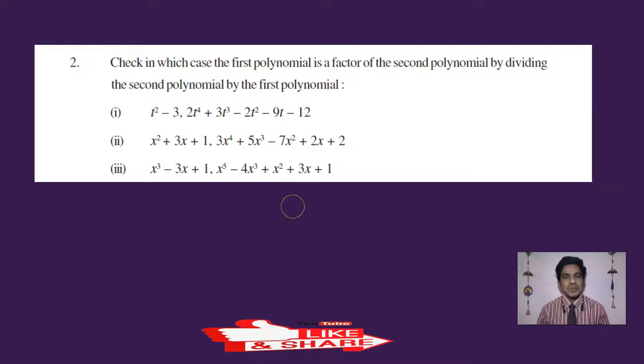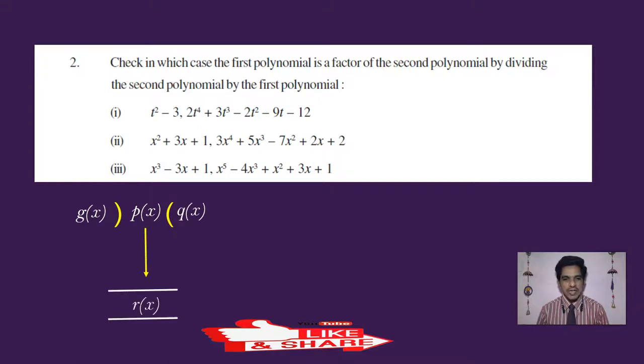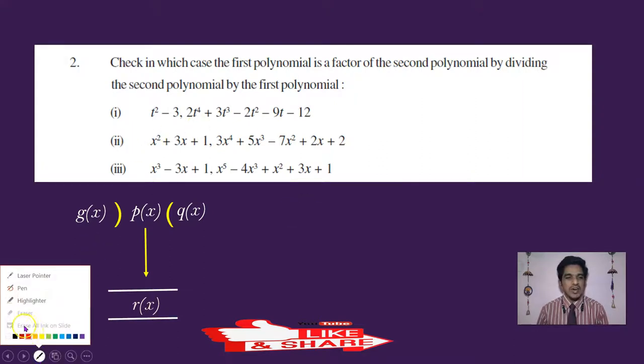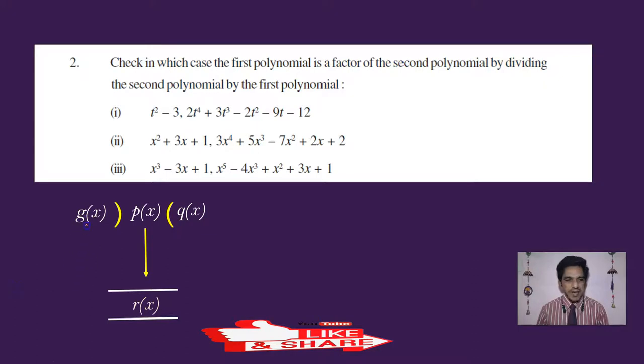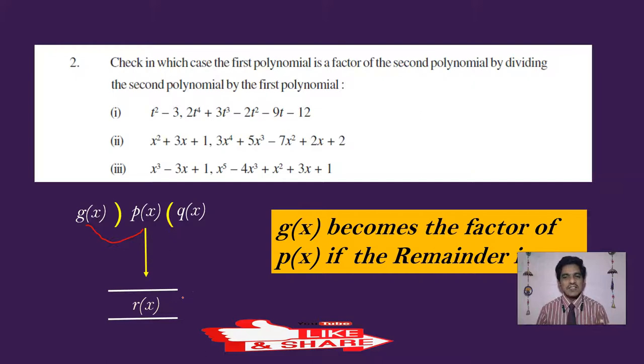When we take the division algorithm, we have already discussed the polynomial, the dividend is taken as p of x and the divisor is taken as g of x. Now we have to check whether g of x is a factor of p of x. So if you do the division, ultimately you will have a quotient and remainder. According to the factor theorem, g of x becomes a factor of p of x if the remainder is zero. So for the divisor to be a factor of the dividend, we have to check if the remainder is zero.